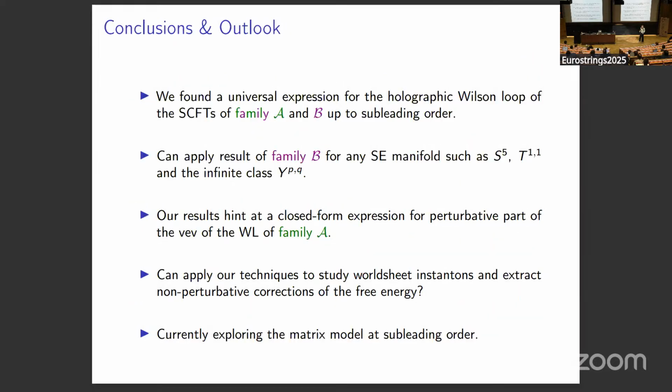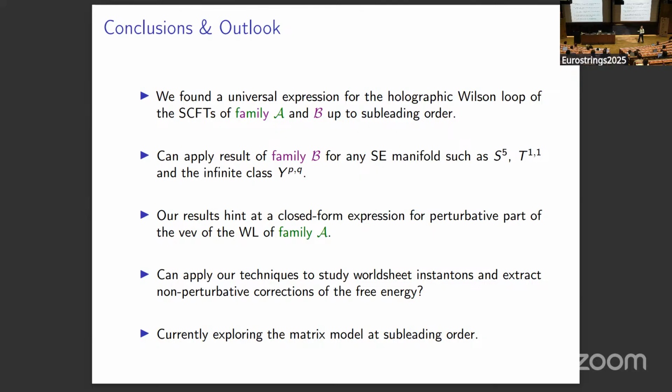So let me conclude and give you a quick outlook. I don't know how much time I have left. Okay, perfect. So indeed, we found a universal expression for the holographic Wilson loop in both classes of the SCFTs that we studied, so both for family A and family B SCFTs. And we can apply our result to an infinite class of Sasaki-Einstein 7 or Sasaki-Einstein 5 manifolds, which is quite nice.